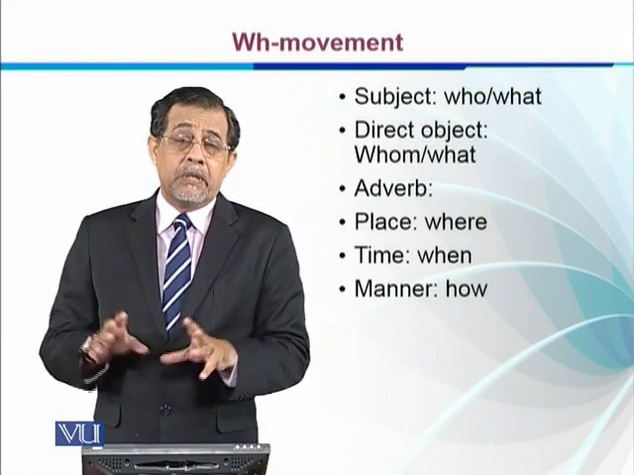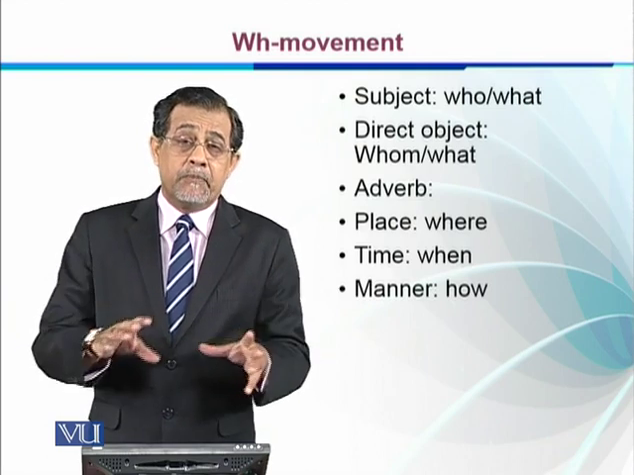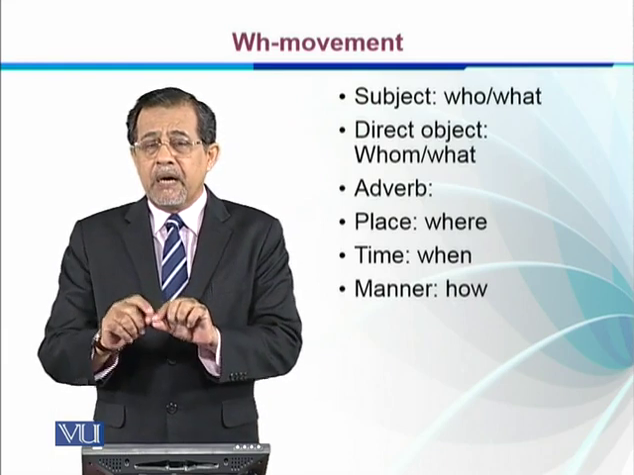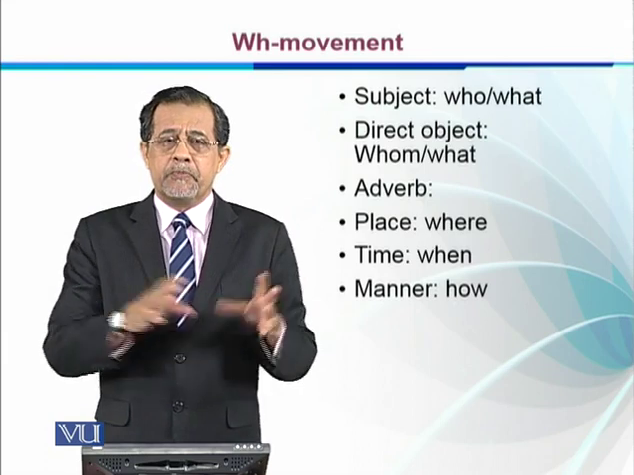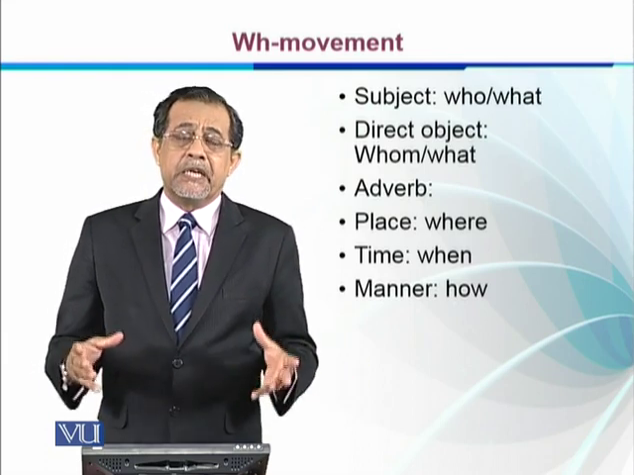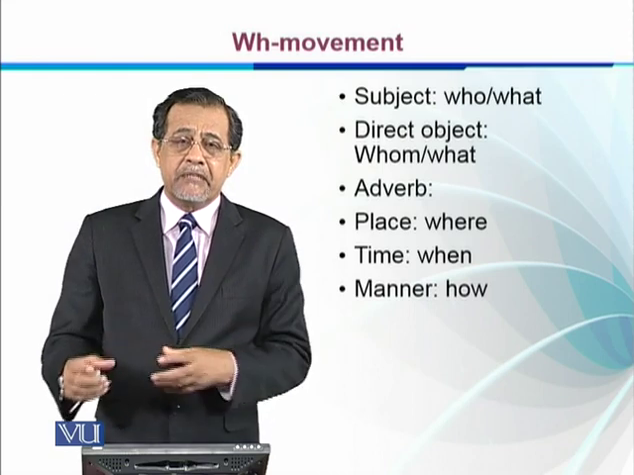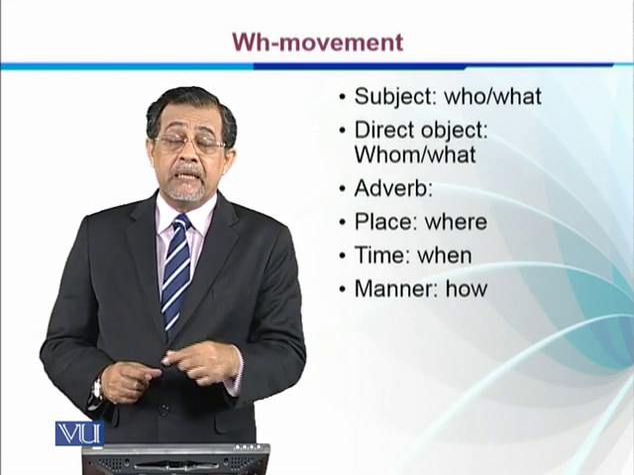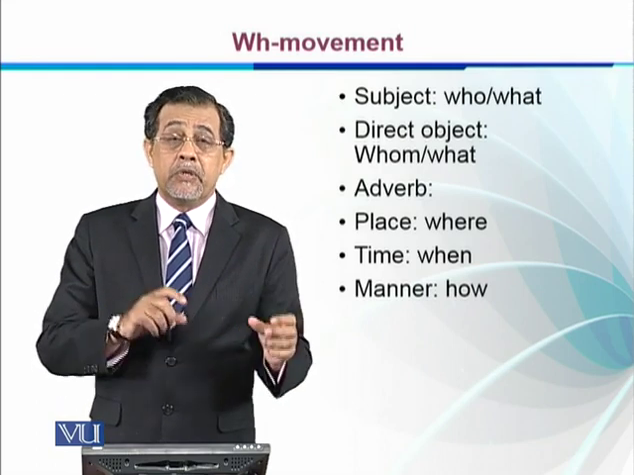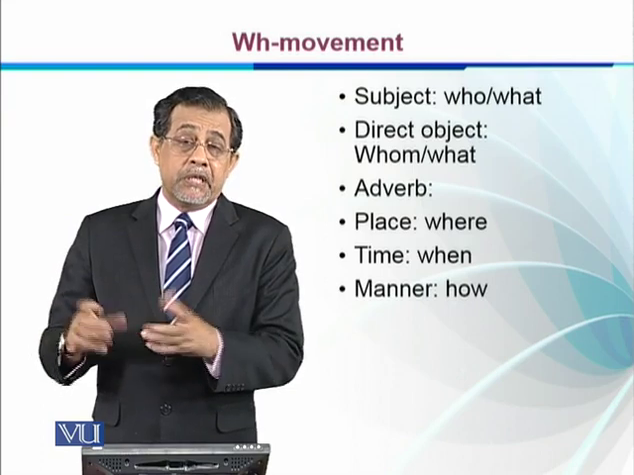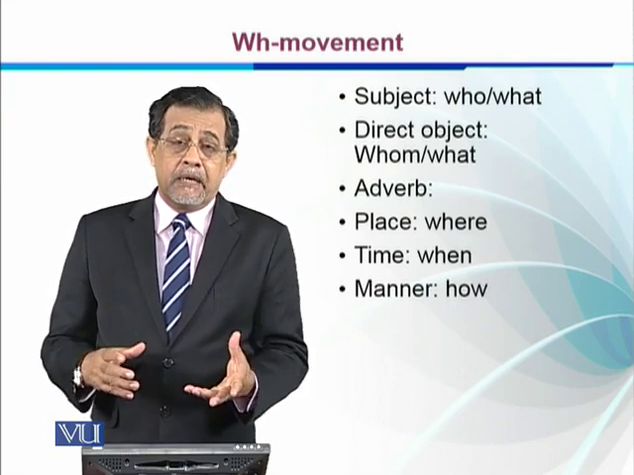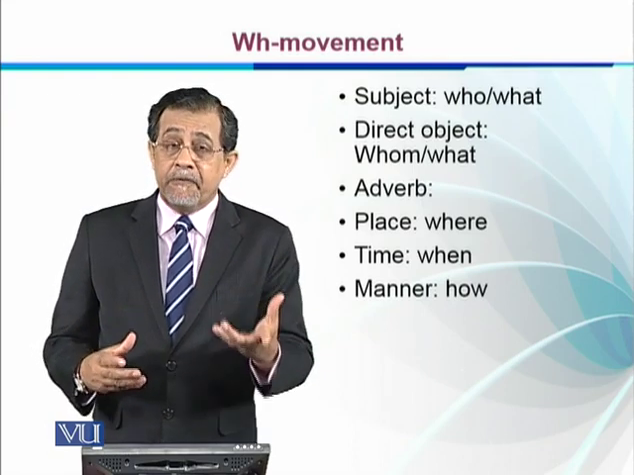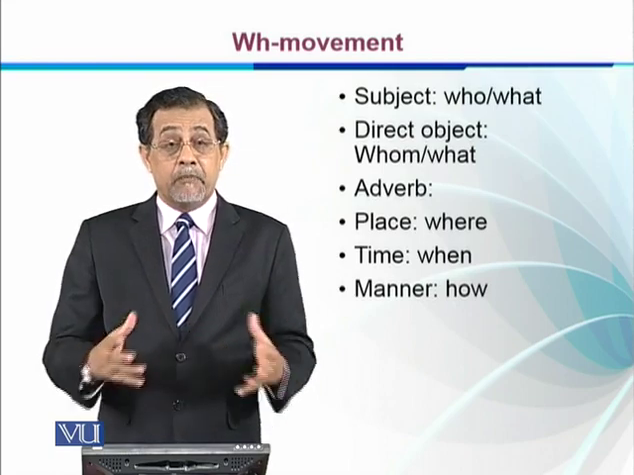The 5 W's and H words. We have to know where they are and move them to the initial position to make an interrogative sentence. And when we make an interrogative sentence with WH movement, obviously there is either SAI, subject auxiliary inversion, or there is do insertion in the case of any verb which does not have an auxiliary verb. So this is how we make WH movement.